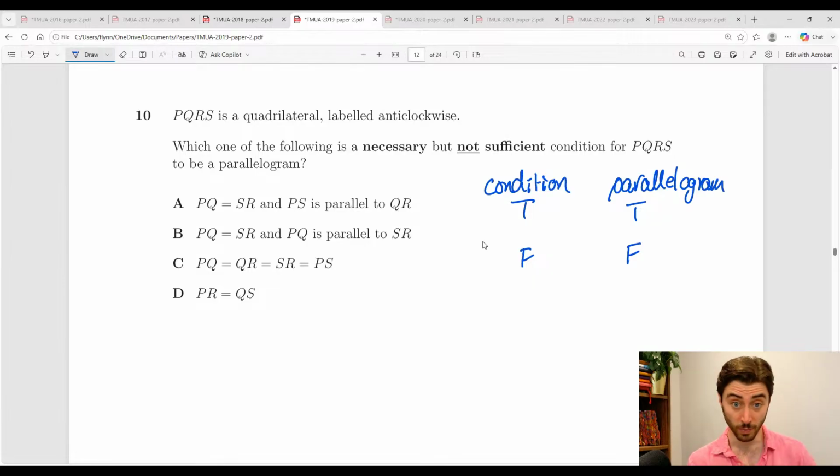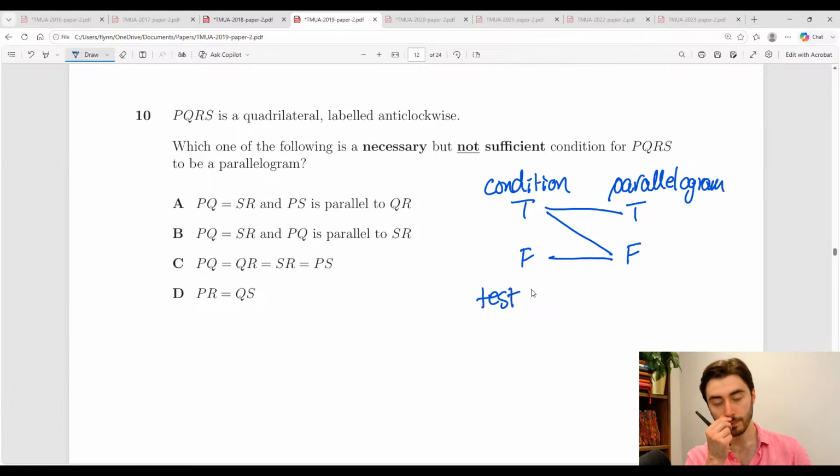So here, if we want it to be necessary but not sufficient, it means the only way to get there is through that. But it's not sufficient in that if I start there, I can't guarantee I end up on the parallelogram. So this is my mapping. In other words, what's my test? My test is really in these cross terms.